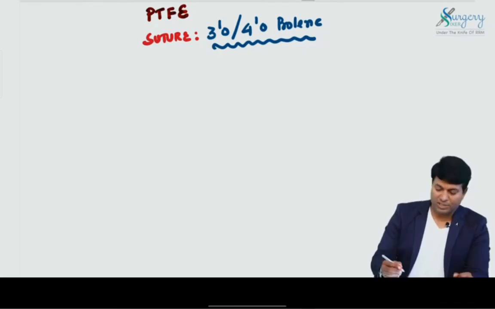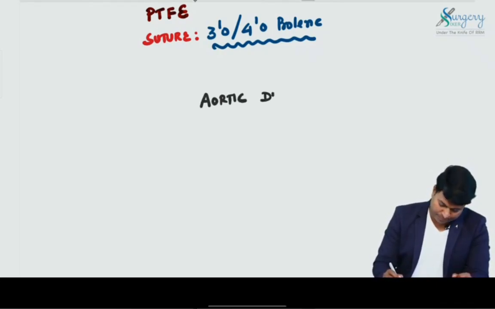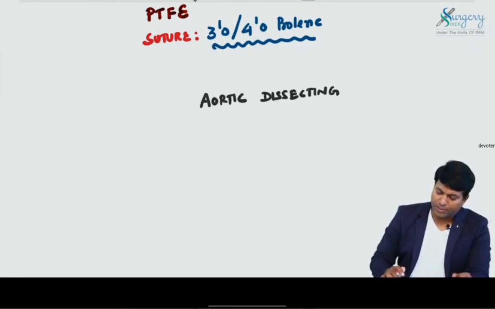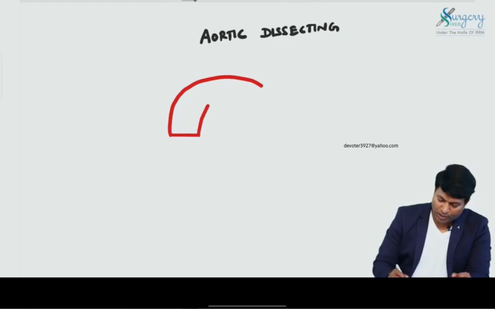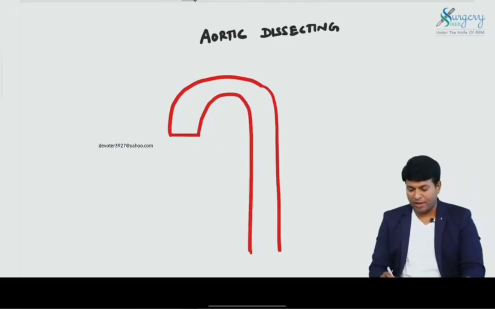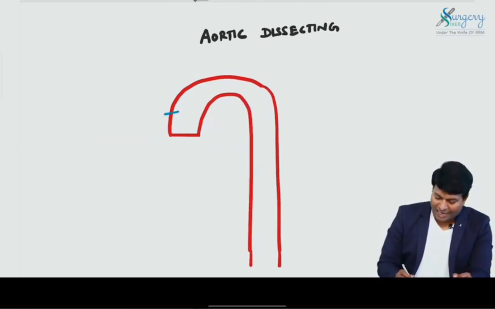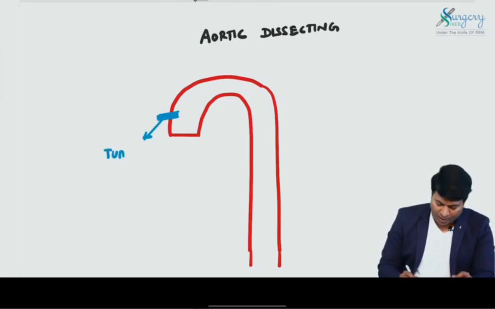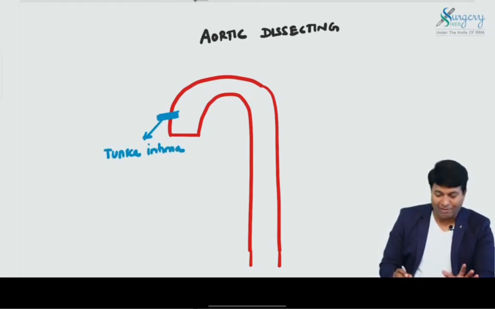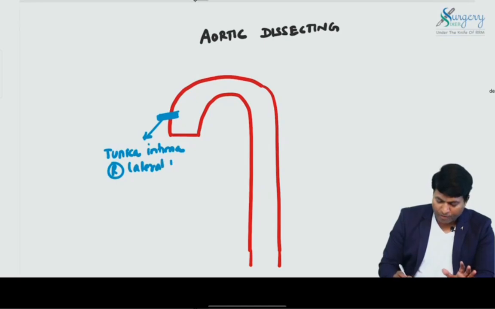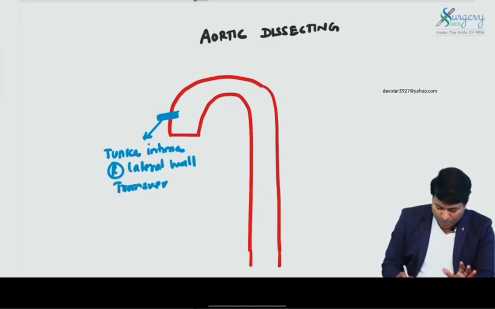The next aneurysm is the aortic dissecting aneurysm. So in this, what happens? This is the arch of aorta, this is the descending aorta, ascending, descending, arch. Now what happens here is, on the right lateral wall there is a tear happening, at the tunica intima level. Please understand, tunica intima level, right lateral wall. What type of tear? A transverse tear happens. This is the most common site of dissection beginning.